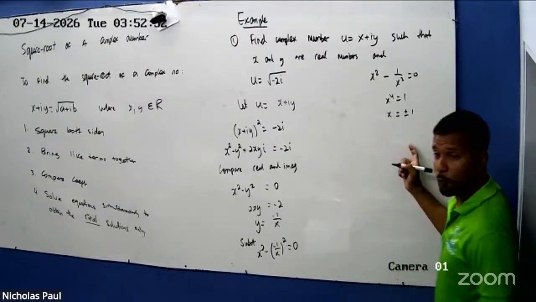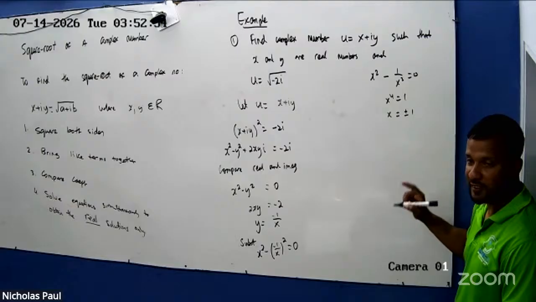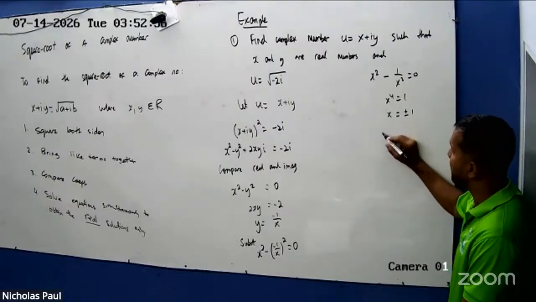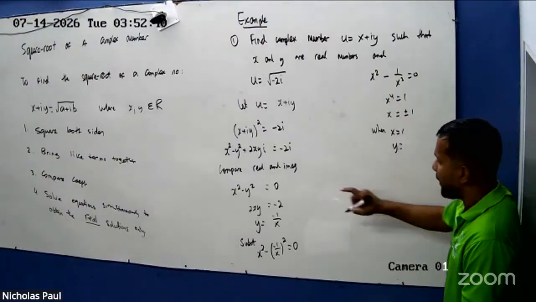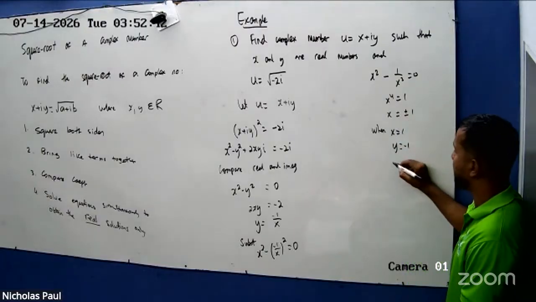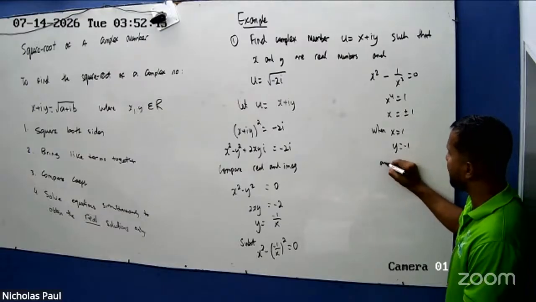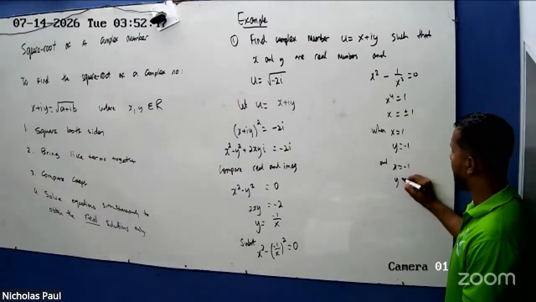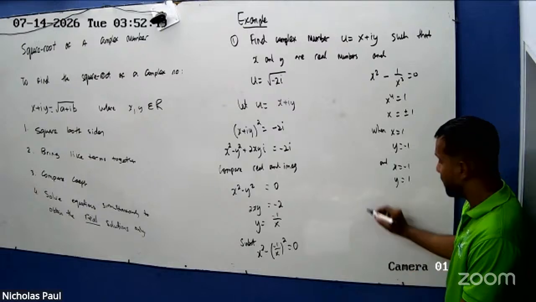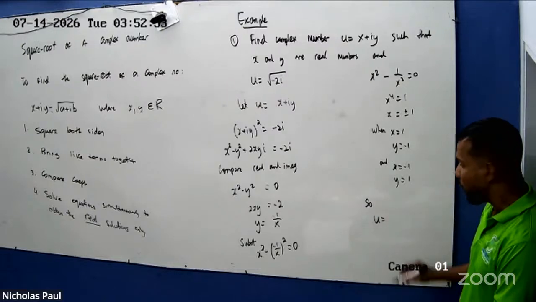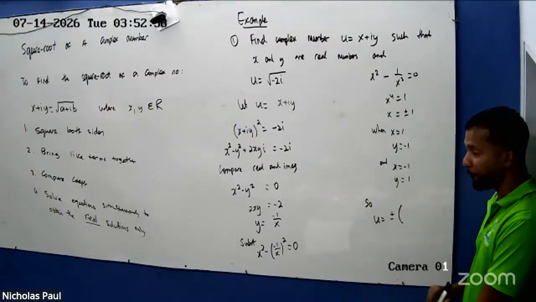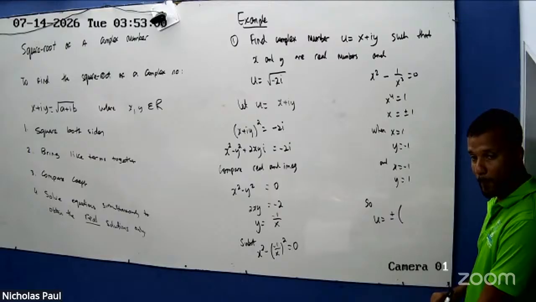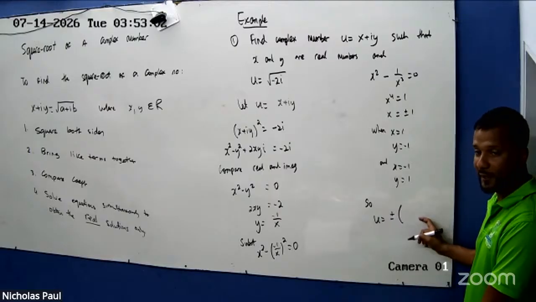We have a slight problem here in the way you write a solution. Just watch here for a minute. When x is 1, y is minus 1. And when x is minus 1, y is positive 1. So how do we write u? If I want to put plus and minus on the outside here, what do I write in here for x and y?